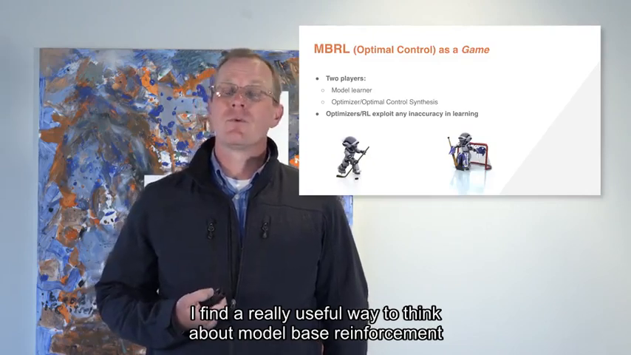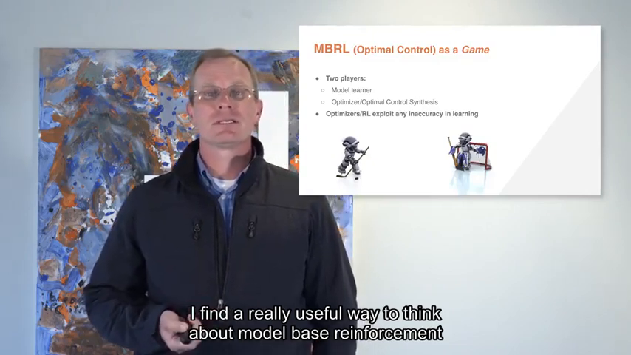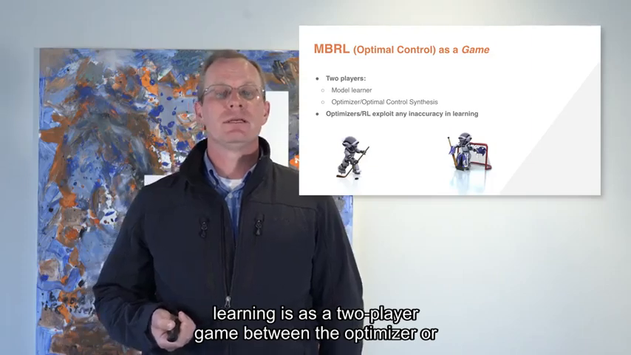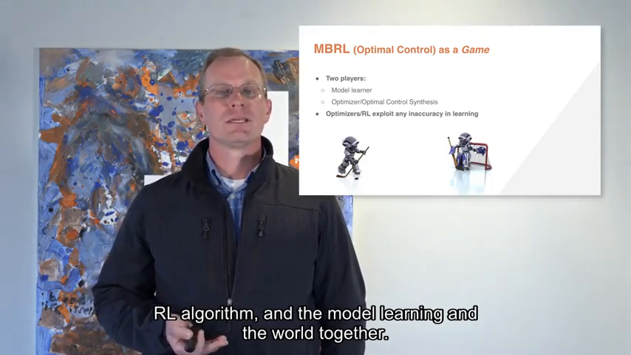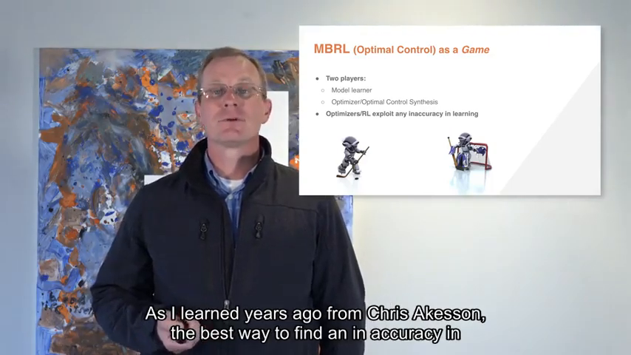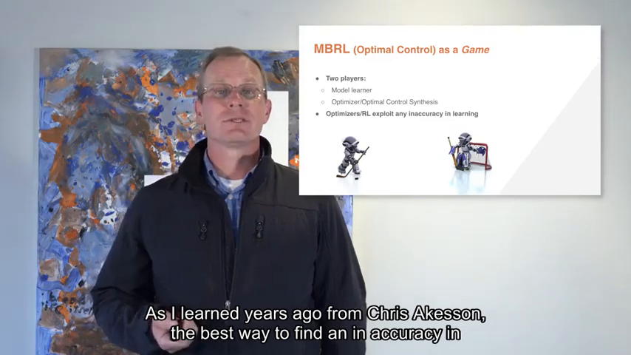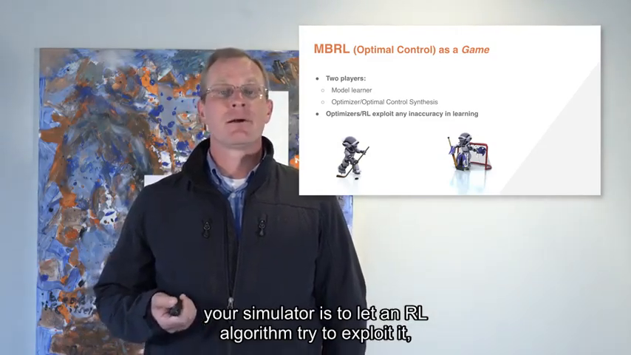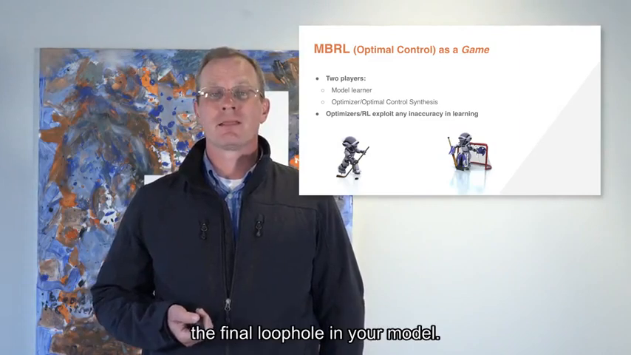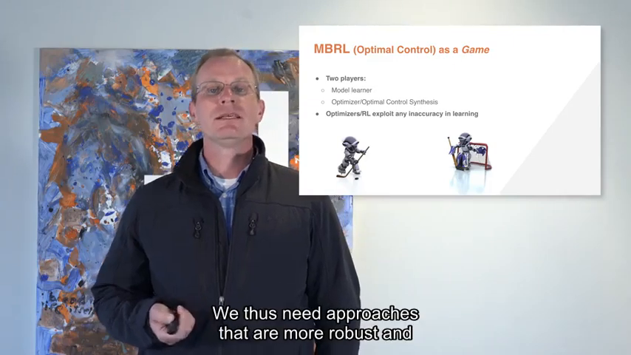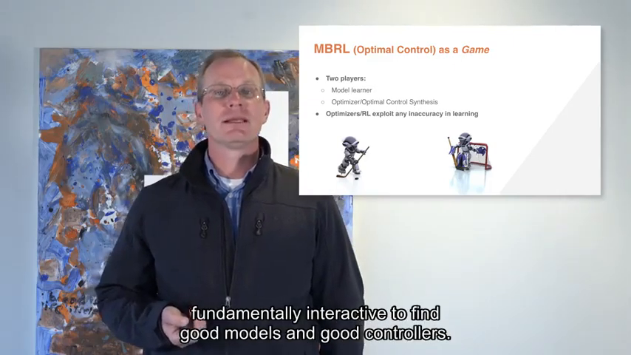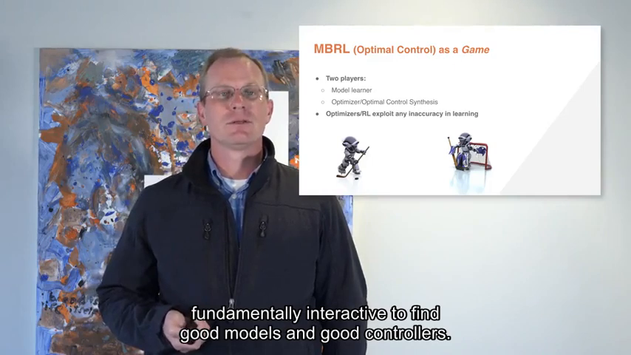I find a really useful way to think about model-based reinforcement learning is as a two-player game between the optimizer and RL algorithm and the model learning and the world together. As I learned years ago from Chris Atkeson, the best way to find an inaccuracy in your simulator is to let an RL algorithm try to exploit it, to find a loophole in your model, a glitch in the matrix, if you will. We thus need approaches that are more robust and fundamentally interactive to find good models and good controllers.